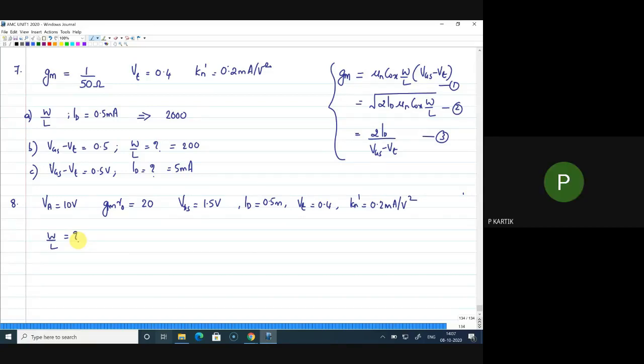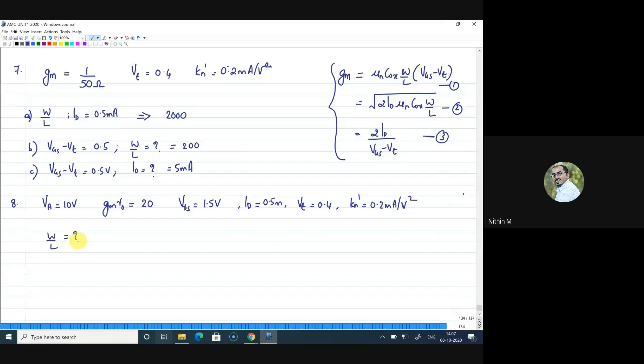Sir, the eighth one. Yes, the eighth one. Okay. We need to find W by L. So how will I get W by L? There are a lot of parameters given also. Sir, first VA by ID is r0.